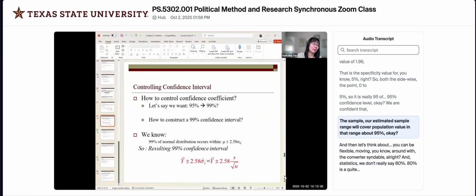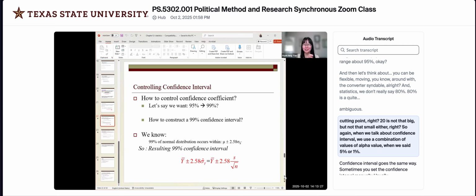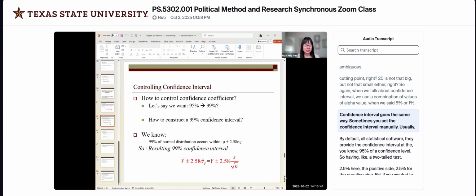about 95%. Okay. And then let's think about it, you can be flexible, moving around with the confidence interval, right? In statistics, we don't really say 80%. 80% is quite an ambiguous cutting point, right? 20 is not that big, but not that small either, right? So again, when we talk about confidence interval, we use conventional values of alpha value. When we set 5% or 1%, the confidence interval goes the same way.